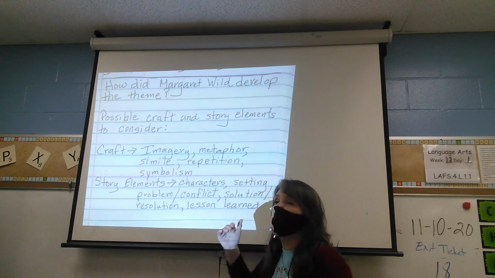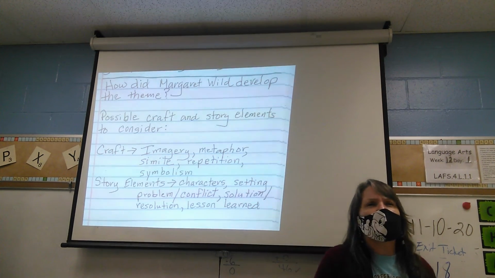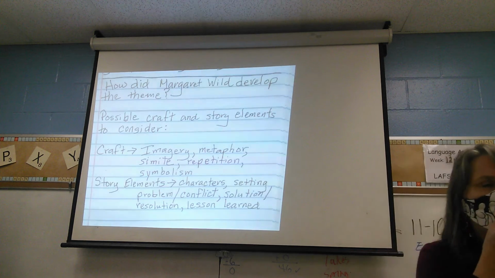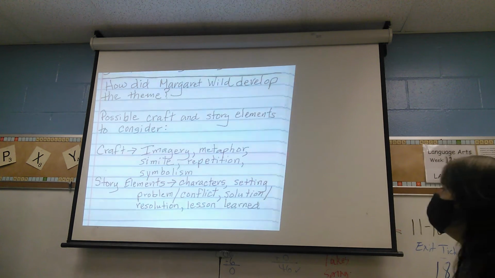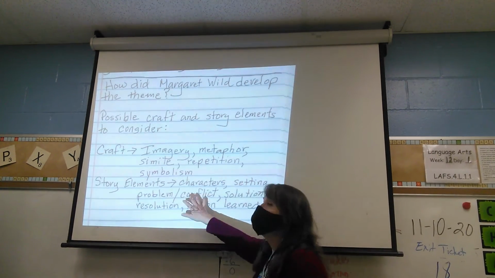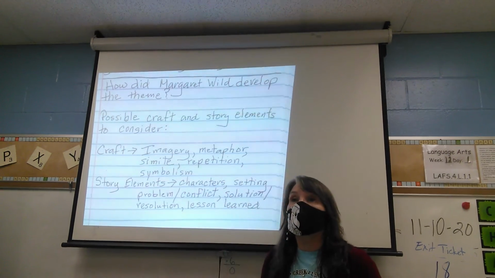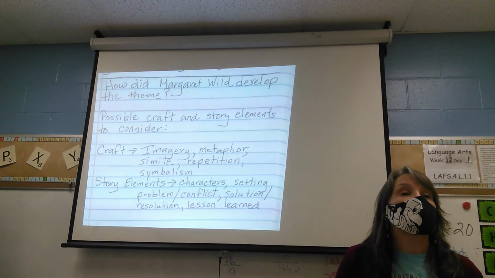The setting, we talked about how, since this is a Kane Miller book, that most likely the setting is the outback of Australia. The problem or conflict, right? The problem is that Magpie can't fly.